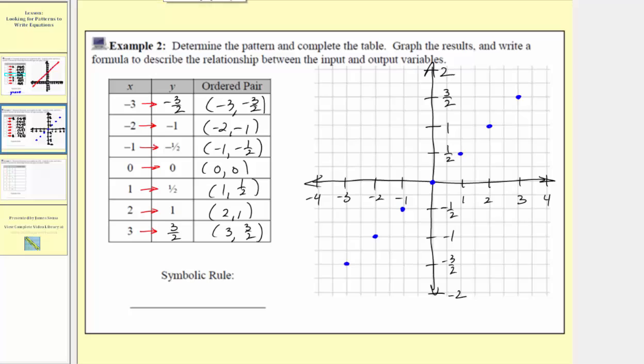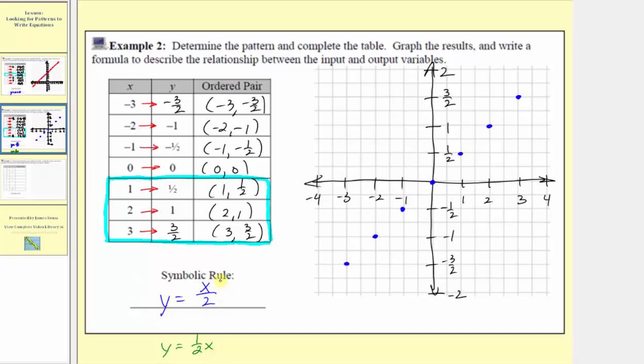To help us write our formula or equation, let's focus on these 3 rows here. We want a formula or equation that when x equals 1, y equals 1 half, when x equals 2, y equals 1, when x equals 3, y equals 3 halves. Notice how the output value is always half of the input value, which means our symbolic rule or formula is going to be y, the output, equals x, the input, divided by 2. If we wanted to, we could also write it as y equals 1 half times x.